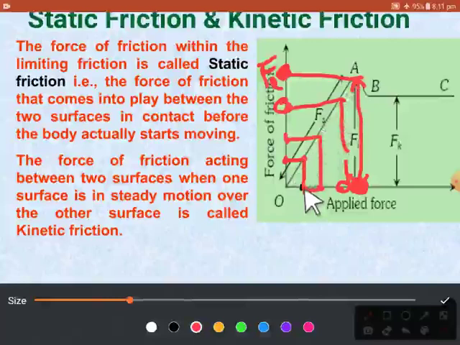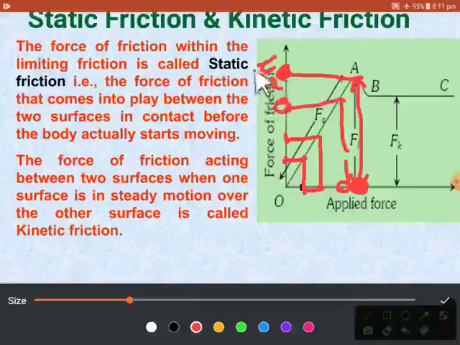That means corresponding to the applied force, your static force will also correspondingly increase. But as soon as you reach this maximum, we call it limiting friction. So maximum static friction we call limiting friction. As soon as it reaches this, and if you apply a little bit more applied force than the limiting friction, then what happens? The body starts moving.